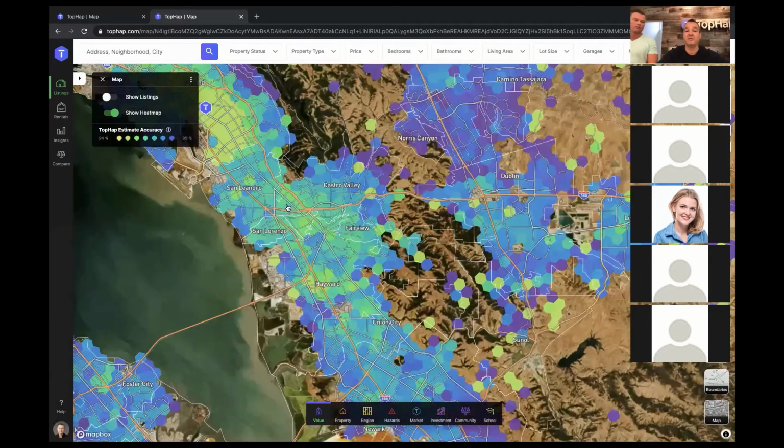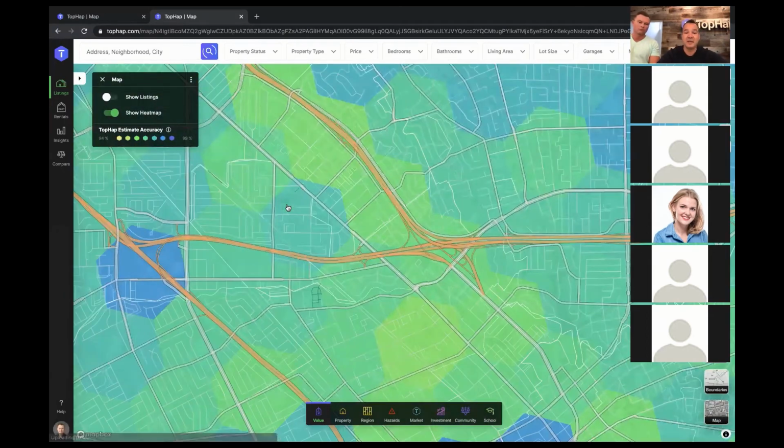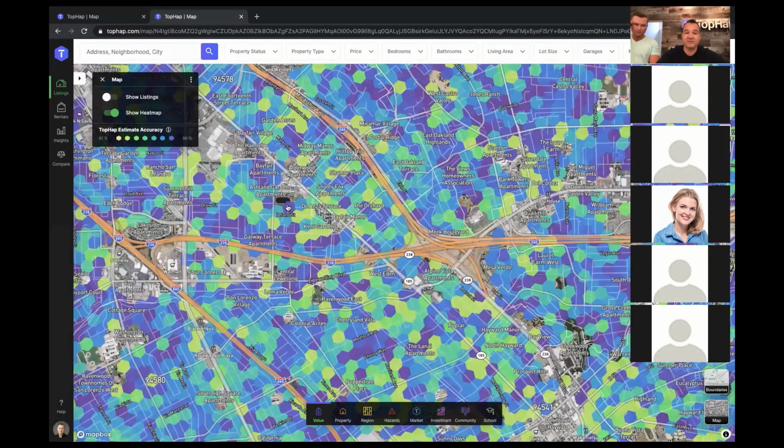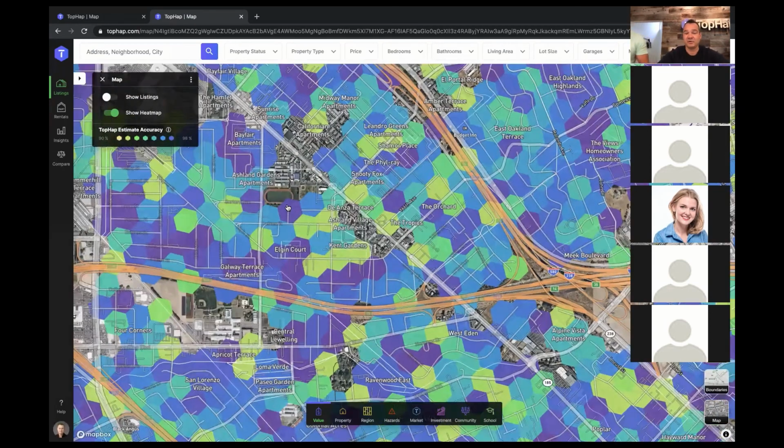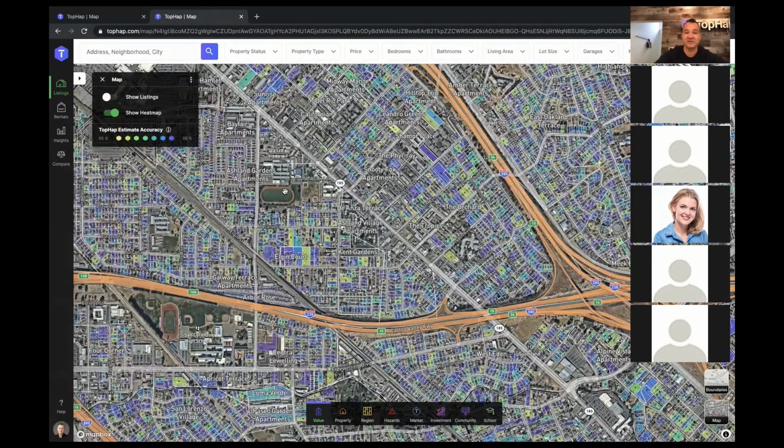And if you actually want to zoom in and look at the properties on the parcel level, you can see the historical sales that it's picking up and that it's actually testing our estimates against. You can see, of course, it's not everything, but it is all the ones that did sell in the last 20 years that we do show you here on this estimate accuracy layer.